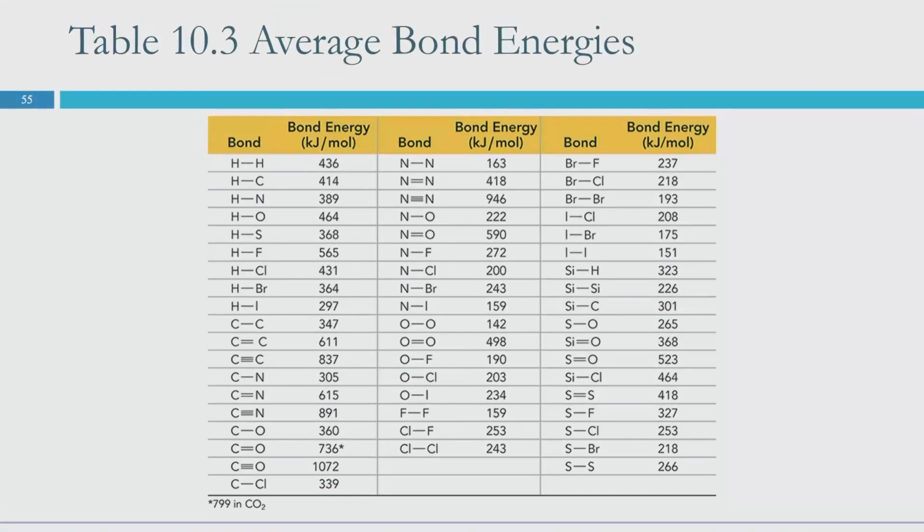The way that this table works is we've got the bonds over here on the left, and then the bond energy next to it in kilojoules per mole. We've got 3 different columns, so you would just find the thing that you're looking for. They're sort of arranged based on the thing that's on the left side. A hydrogen-hydrogen bond is going to be 436 kilojoules per mole. If we look at carbon, we've got carbon with a single bond, carbon bonded with a double bond, and carbon with a triple bond, and we can see that the bond energy increases for each of these.